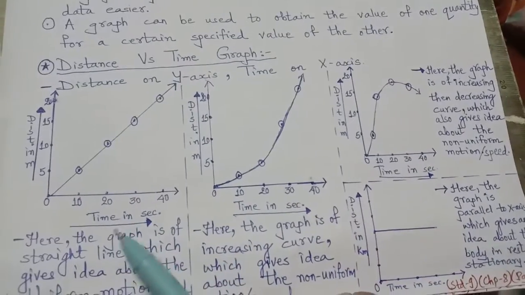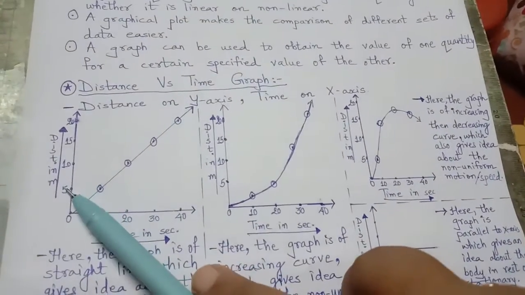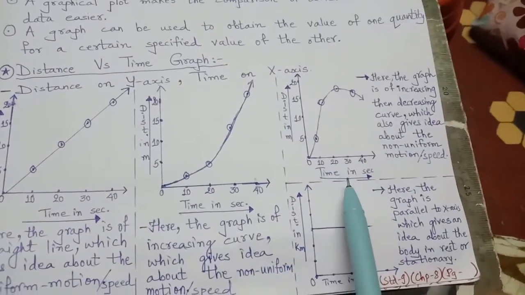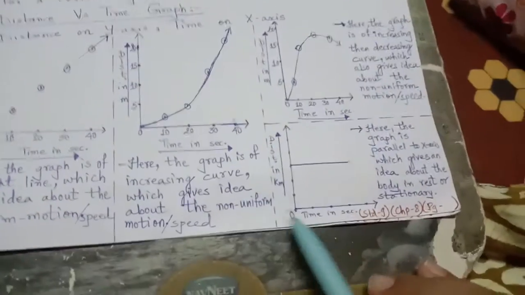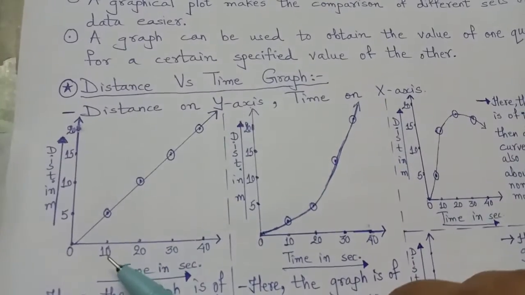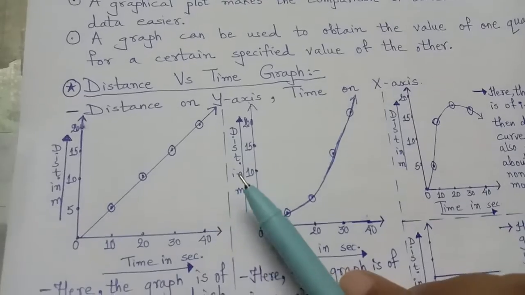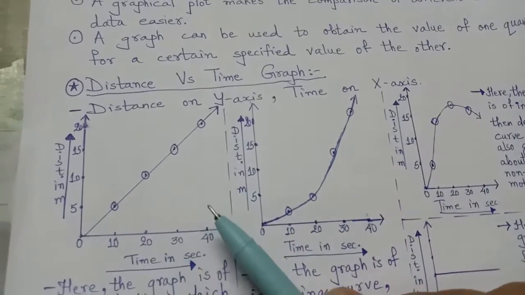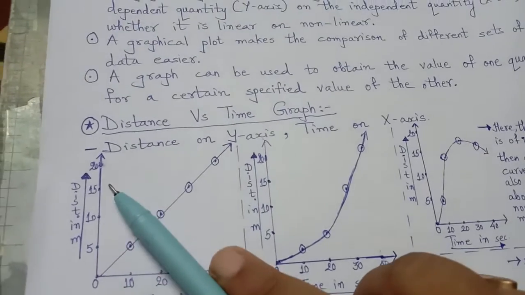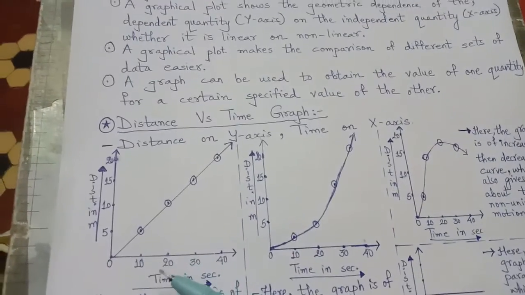Here you see time in seconds and distance in meters. Here you can see 10, 20, 30, 40 are the seconds. At the same time, distance is shown as 5 meter, 10 meter, 15 meter, 20 meter.